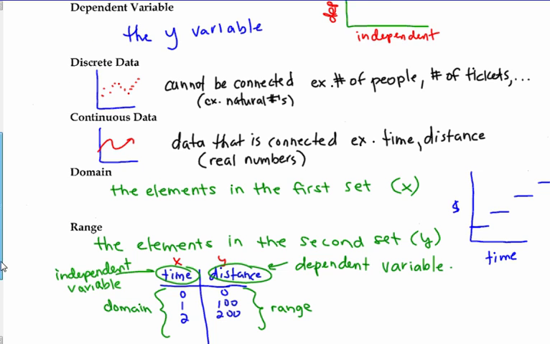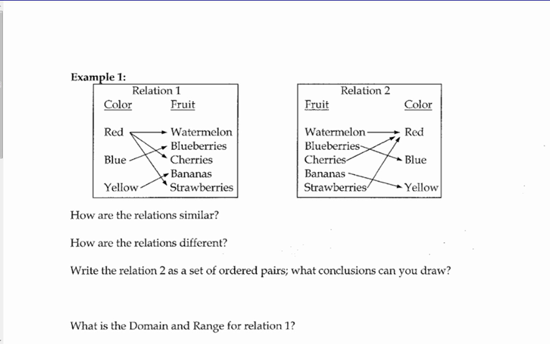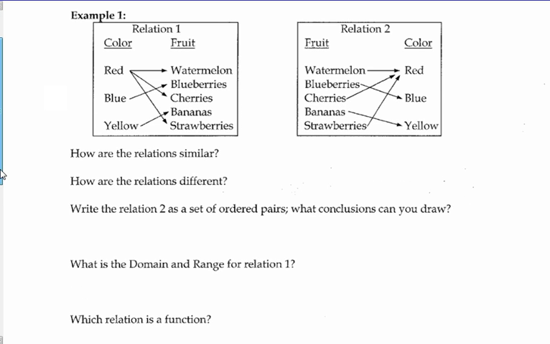Okay. Turn the page. Let's look at one example, and then we're done for this part of the lesson. So, example 1. Color versus fruit and fruit versus color. How are these relations similar? So how are they the same? Same elements. They have the same elements. They both involve fruit and color.